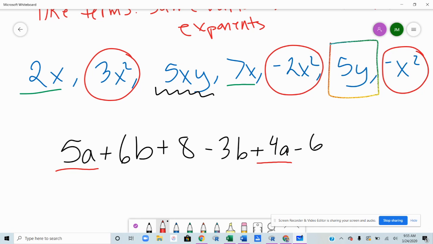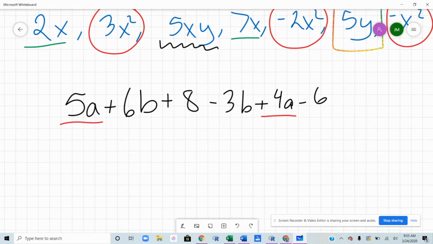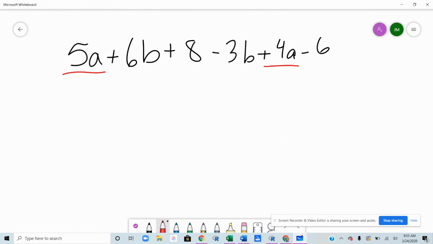Well, those are my like terms: 5a plus 4a. So you're going to combine those. And you're going to pay attention to the signs that are with it. So this 5, it has nothing, so that's like a positive 5a. And then it says plus 4a. So 5a plus 4a means I'm going to do 5 plus 4, which is 9a.